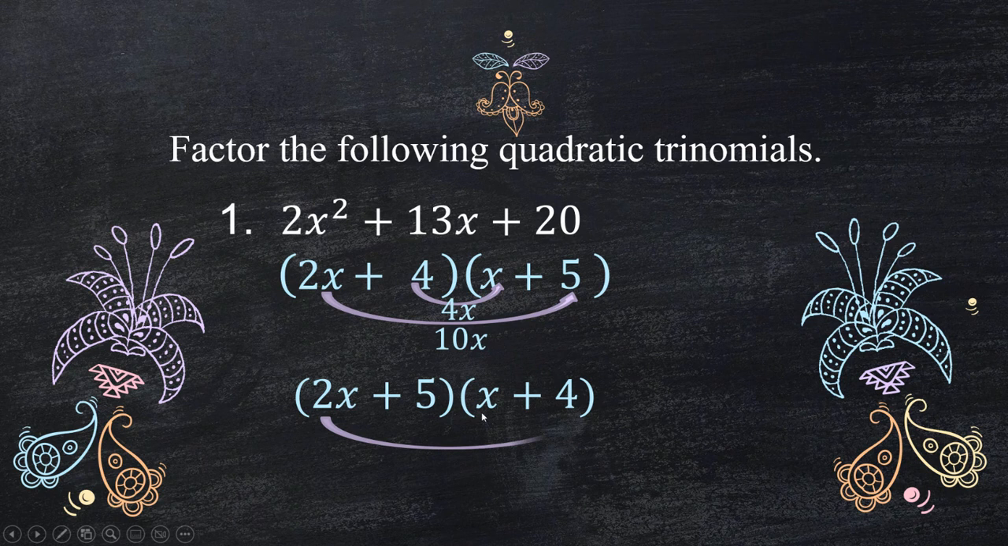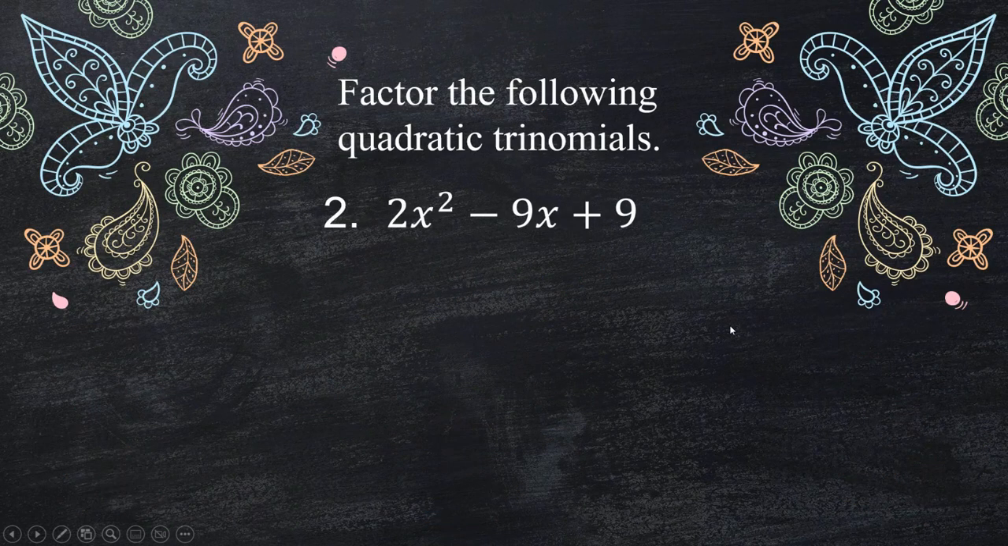2x times 4 is 8x. 5 times x is 5x. Well, 8x plus 5x is 13x. So we know that my second guess of 2x plus 5 times x plus 4 is my answer, okay? So we know that's right. There's a check mark right there. Okay, now on to the next one.